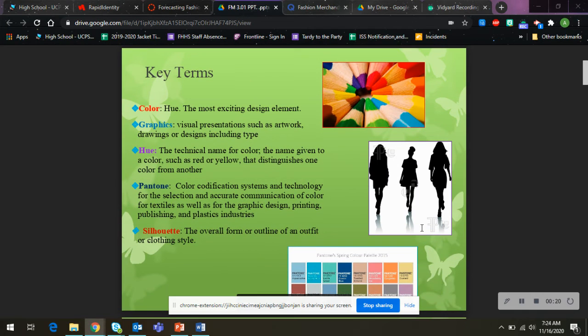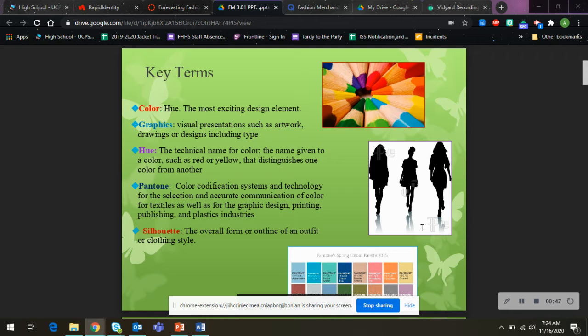So your key terms are color, which is also hue. Another word for hue is literally the name of a color. So navy is a hue, sky blue is a hue. It's the most exciting design element that there is. Graphics is a visual presentation such as artwork, drawings, or designs, including the type. Hue is the technical name of a color. I just went over that.